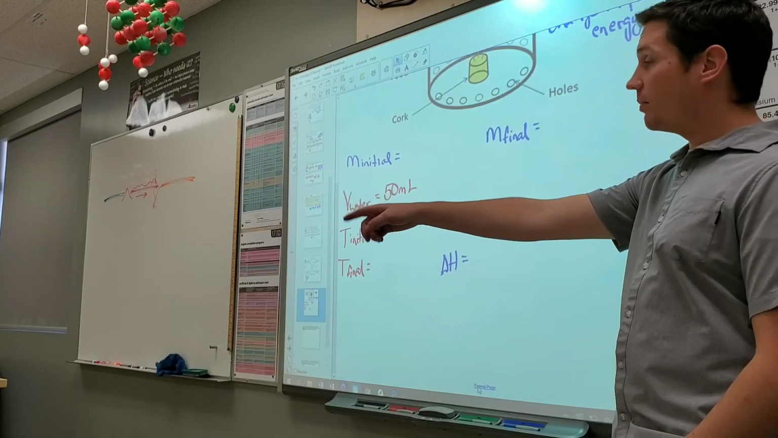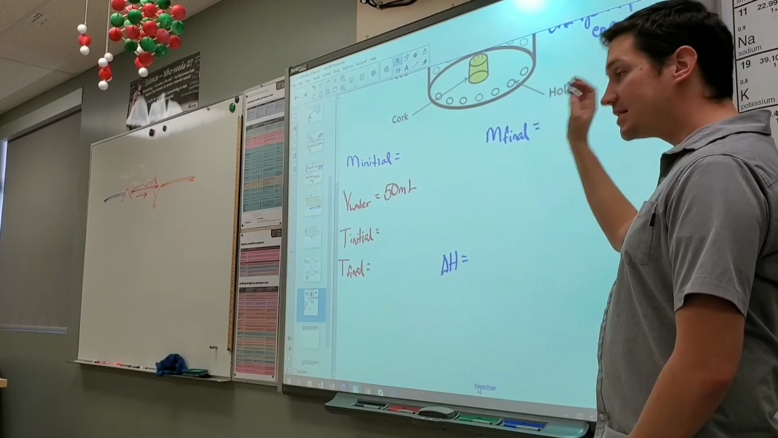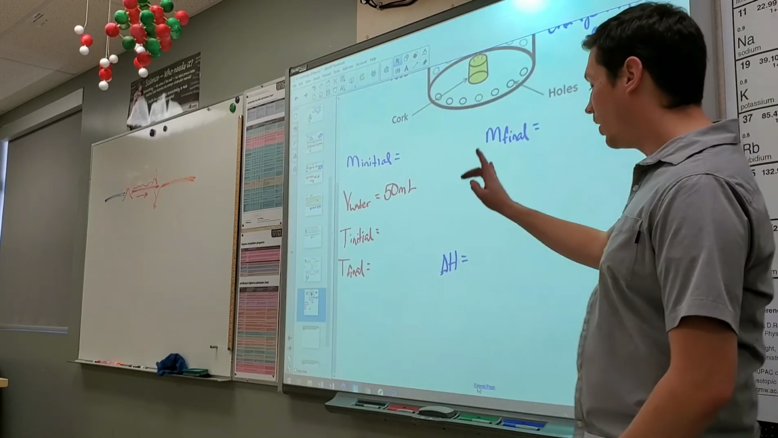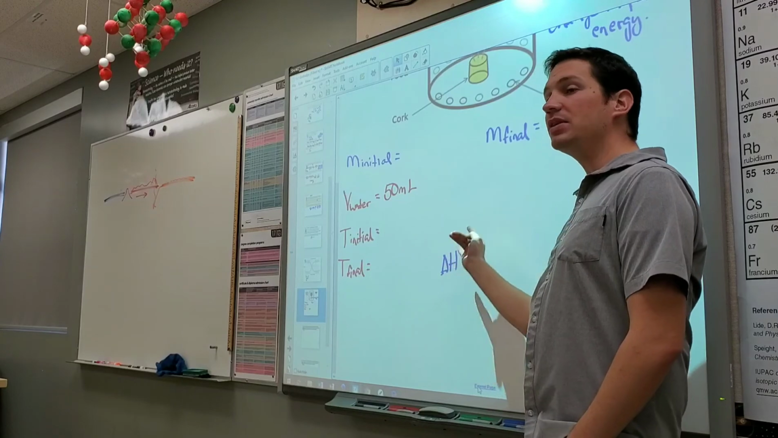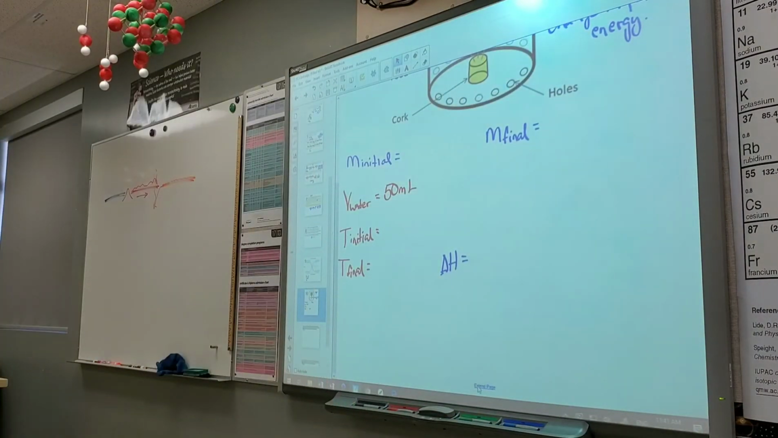Because the heat's coming from the Cheeto, right? The energy that the water gains is the same as the energy that the Cheeto lost, right? Yes, sir. So I want you to calculate the enthalpy change for the water. Go. Calculate the enthalpy change of the water.